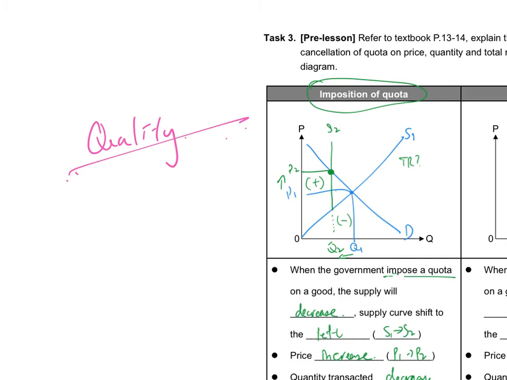Actually, the quality will increase when the quota is imposed on the goods. Just think about it. If you are the seller, you have to go into the market and compete with the others at a higher price. Then the consumer will expect you to deliver higher quality goods. So in order to compete with other sellers, you have to increase your quality. You have to give better goods and let the consumer pay you more.